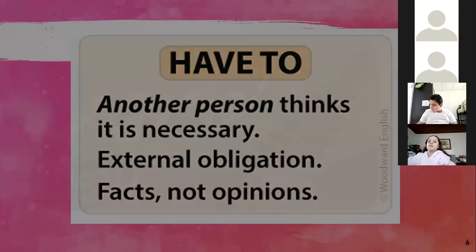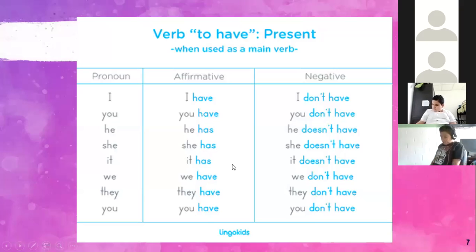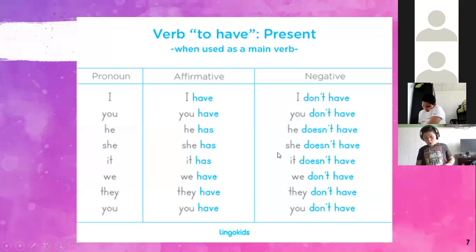And we have the different forms, okay, of have to. For example, I have to, you have to, he has to, she has to, it has to, we have to, they have to, you have to. And in negative, I don't have to. You don't have to do something. He doesn't, she doesn't have to do something. We, they, and you don't have to do something.